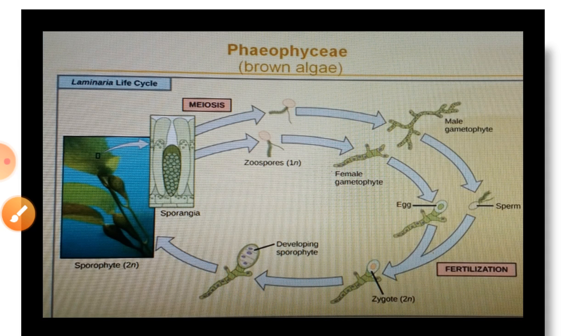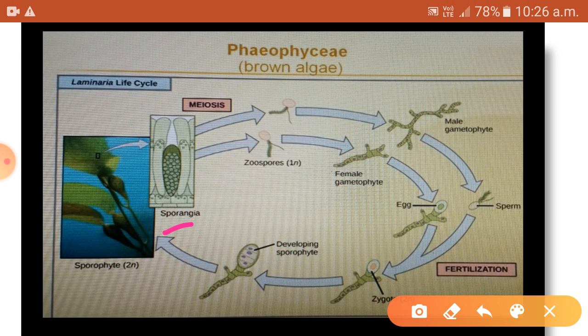Now let's see the life cycle of Laminaria. The zoospores are produced in structures called sporangia. Sporangia are seen on the blade or leaf-like structure of the algae. I'll put a small dot here so that you can see how the leaf-like structure of the algae is being formed. The haploid zoospores germinate into an individual algae.